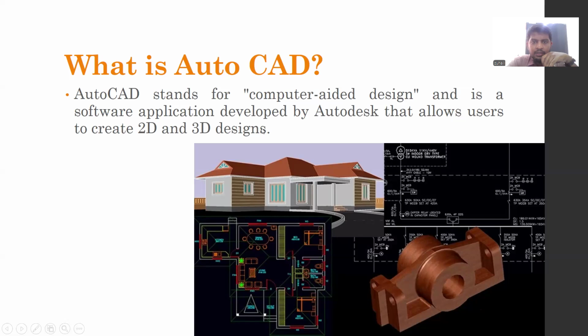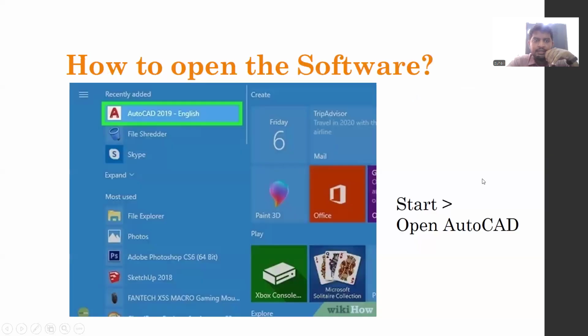You have to know AutoCAD is computer aided design. This CAD means computer aided design, and it is a software application developed by Autodesk. By using this, users can create 2D and 3D designs. Next, how to open the software. After installing the software, you can open it.